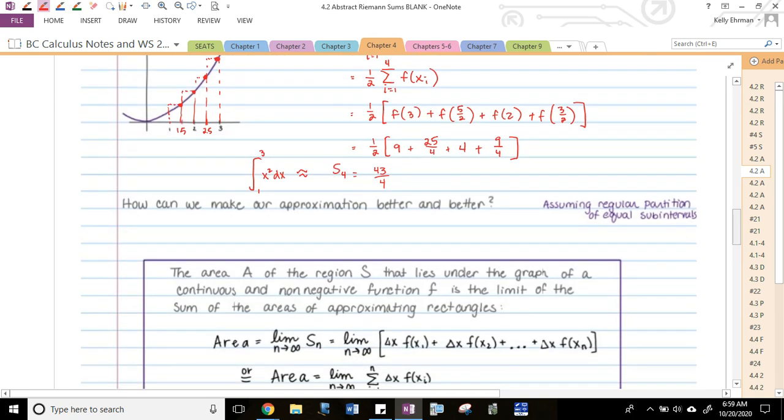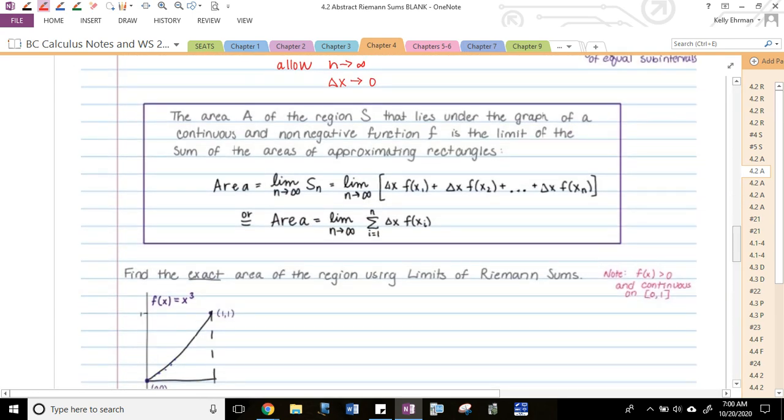How can we make our approximation better and better, more accurate? Assuming we have equal subintervals again. Well, the more subintervals you use, the more accurate it's going to be. So allow n to approach infinity. The number of terms should approach infinity so that delta x can approach 0. If we had really teeny tiny little rectangles, then we would practically have the area under the curve.